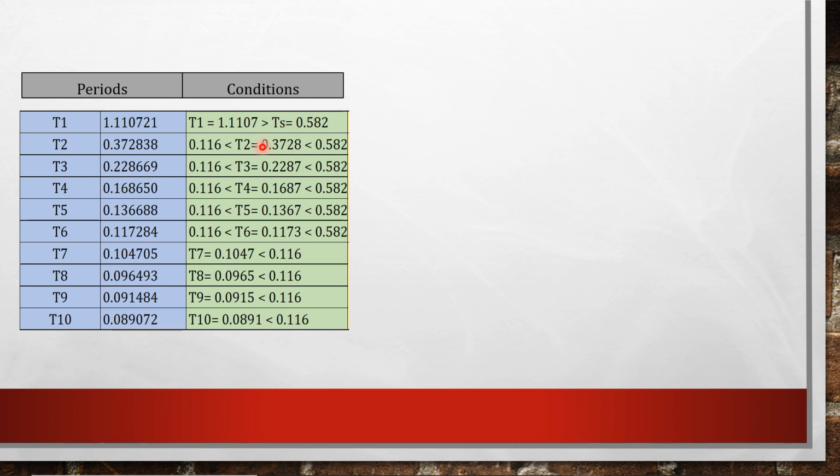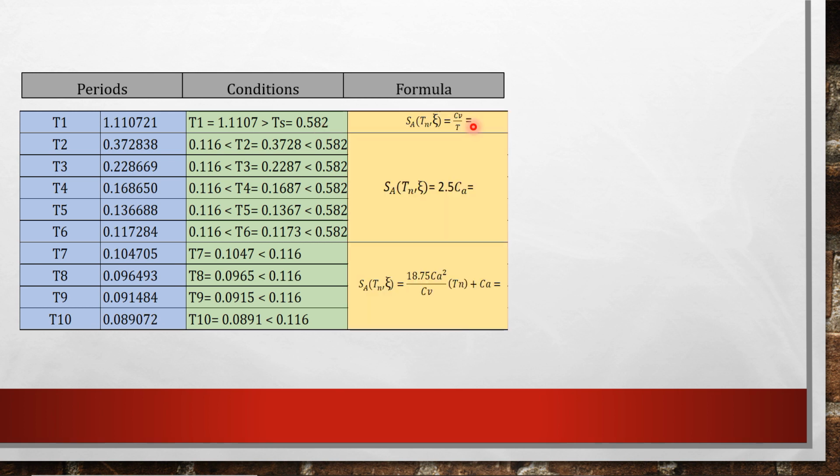Sabi na kapag ang condition, ang T1 or yung period natin is mas mataas kaysa sa TS, then ito yung gagamitin natin na formula. SA is equals to CV over T. So, yan yung gagamitin natin na formula.